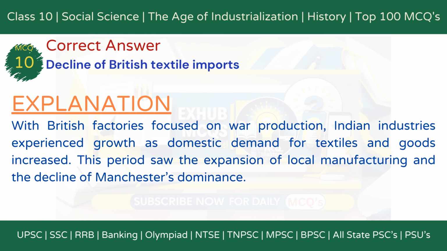The correct answer is option C. Decline of British textile imports. Explanation. With British factories focused on war production, Indian industries experienced growth as domestic demand for textiles and goods increased. This period saw the expansion of local manufacturing and the decline of Manchester's dominance.